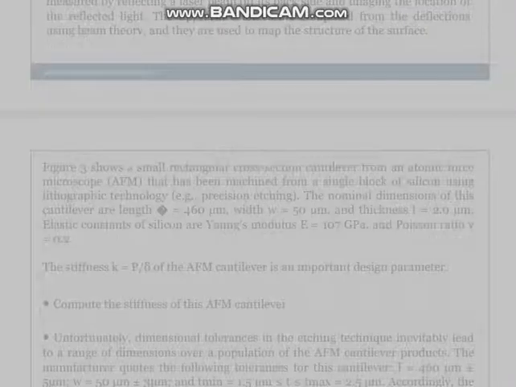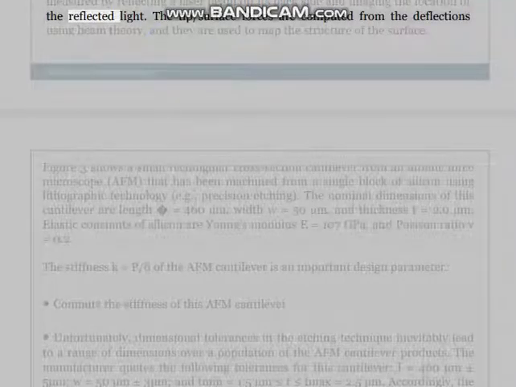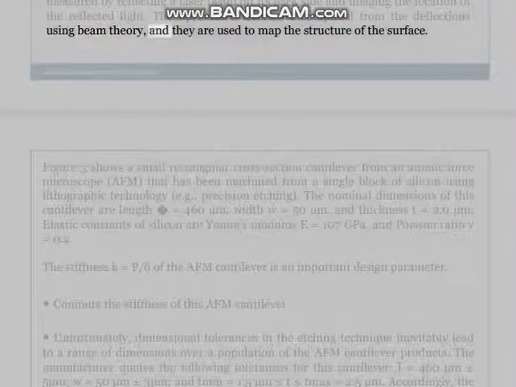The stylus is tracked across the specimen surface, and very local surface interactions between the tip and the specimen surface cause the tip of the cantilever to deflect. The magnitude of the tip deflection is measured by reflecting a laser beam off its back side and imaging the location of the reflected light. The tip/surface forces are computed from the deflections using beam theory, and they are used to map the structure of the surface.